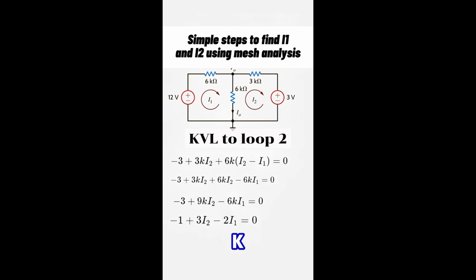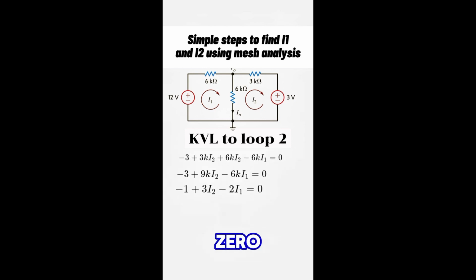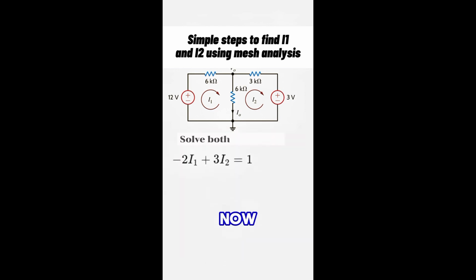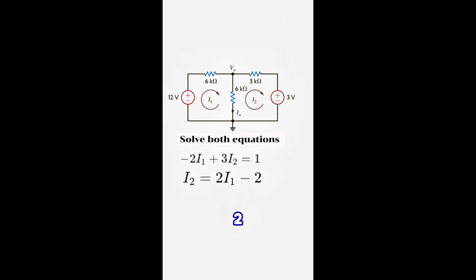Divide by 3K: negative 1 plus 3·I2 minus 2·I1 equals 0. So equation 2 becomes negative 2I1 plus 3I2 equals 1. Now solve both equations. From equation 1, I2 equals 2I1 minus 2. Substitute into equation 2: negative 2·I1 plus 3(2·I1 minus 2) equals 1.